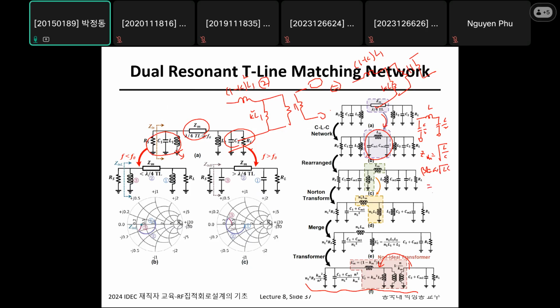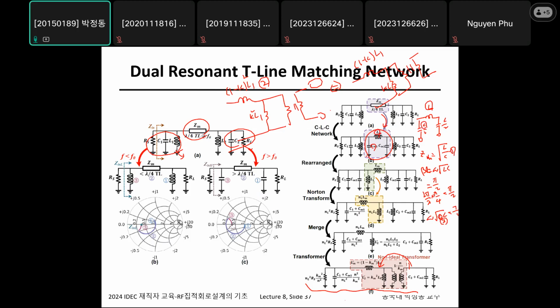Beta L is actually pi over 2. This is lambda of the transmission line. So beta is lambda over 2, and L is lambda over 4, right? Then it becomes pi over 2. So equivalently, you make omega square root LC equal to pi over 2. Then you can choose from this and this. You can choose L and C values, right? This is L and C.